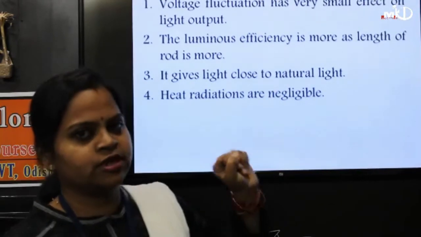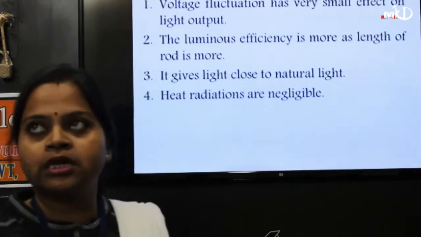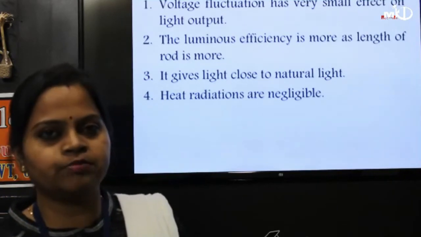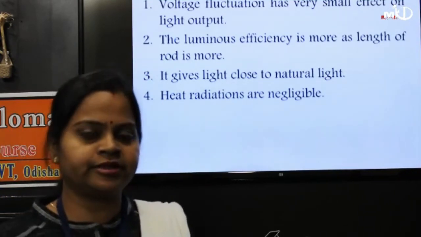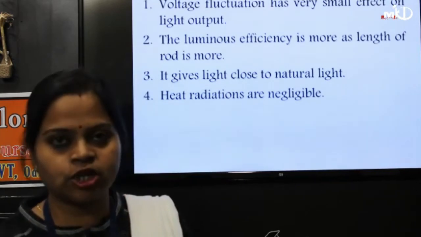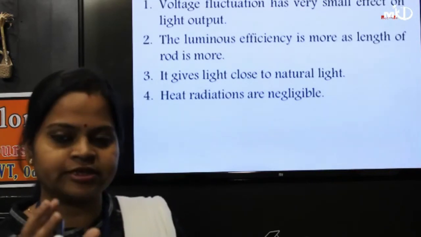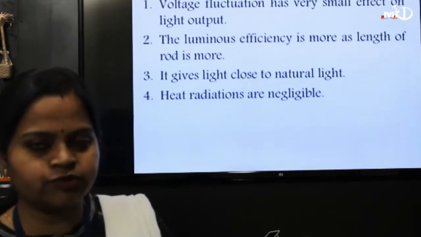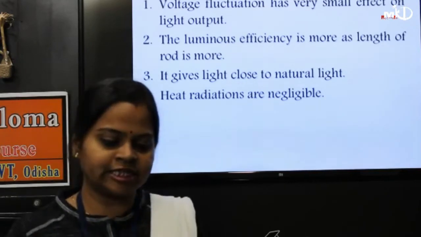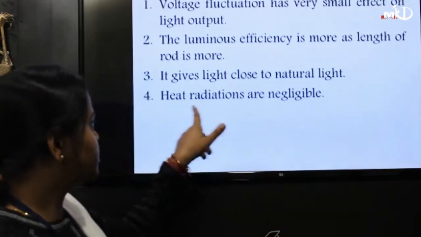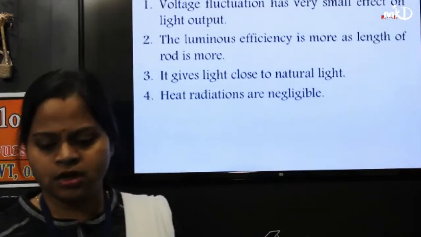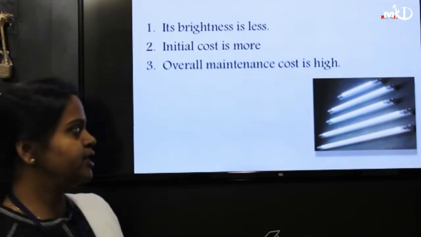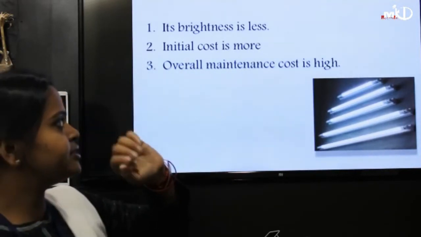Heat radiation is negligible. If we are near that lamp, the heat radiation is comparably less as compared to an incandescent lamp, because in our electric bulb the space is less, and within that less space more heat energy will be there. So obviously in that case more heat will be produced, but in this case heat radiation must be negligible or less.